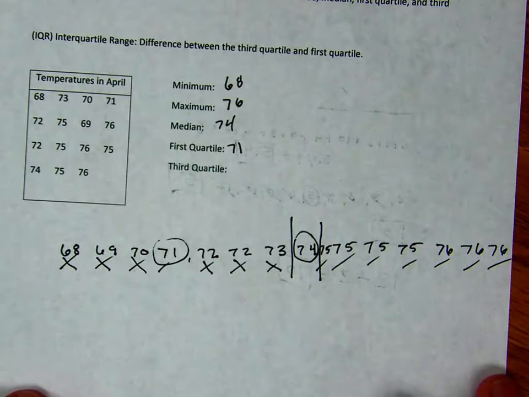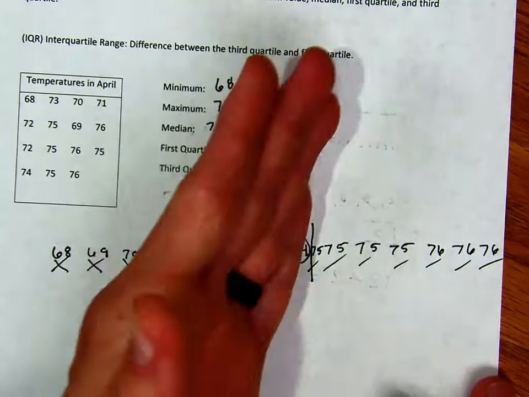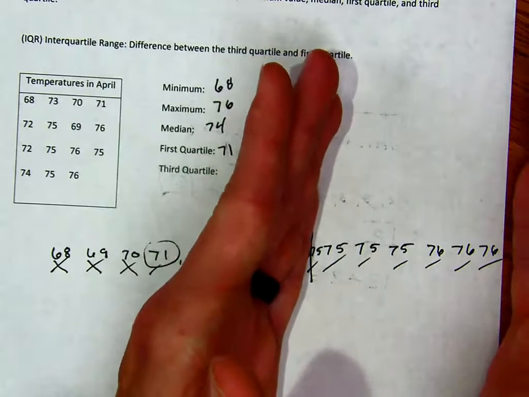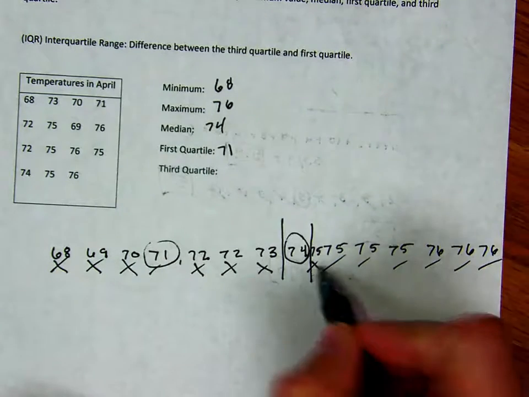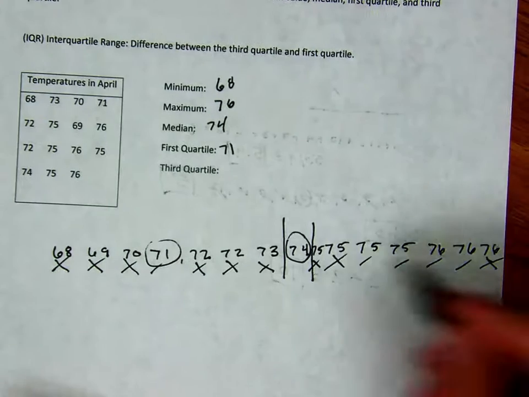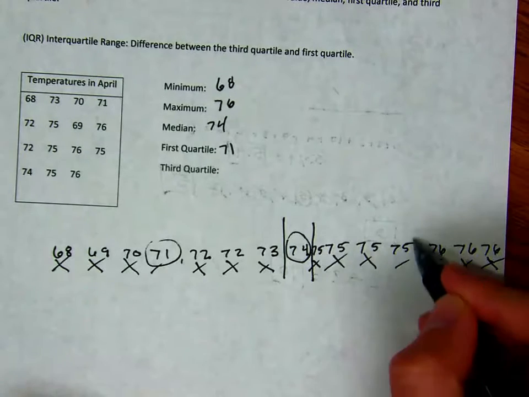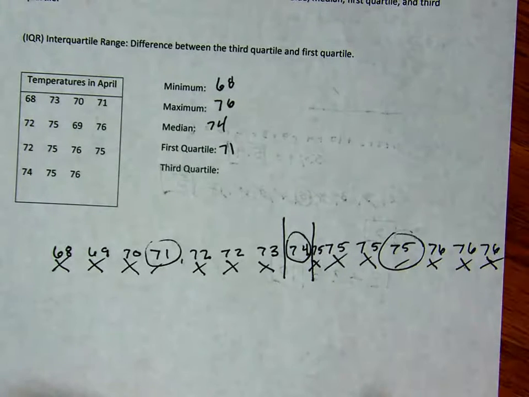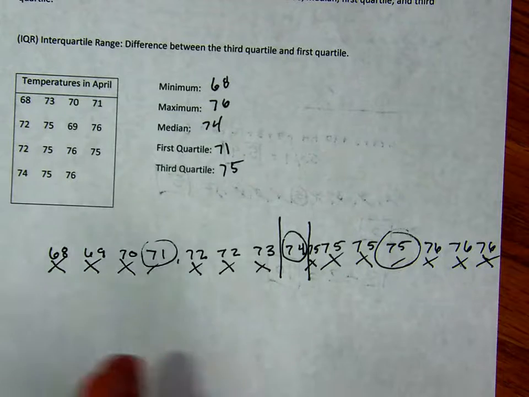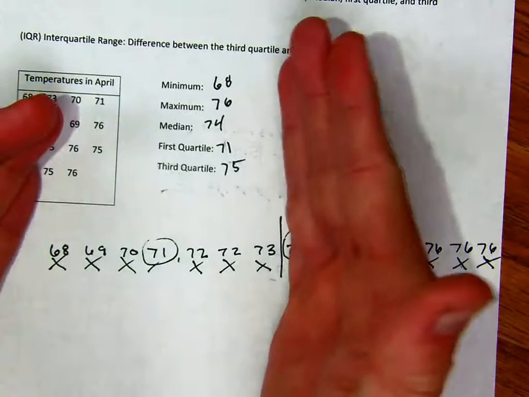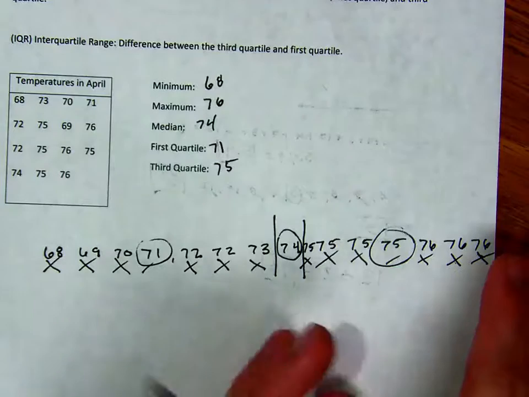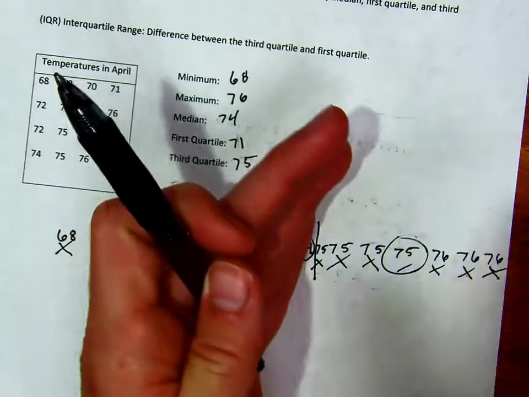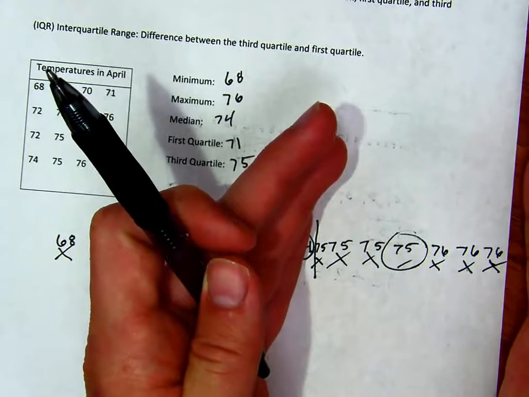Now, the third quartile just involves the back half of the data. I'm going to find the median of the back half. I've got 1, 1, 2, 2, 3, 3. My middle number is 75. So in explanation, the first quartile is the median of the front set, excluding the median. We're excluding the 74. And the third quartile is the median of the back half.